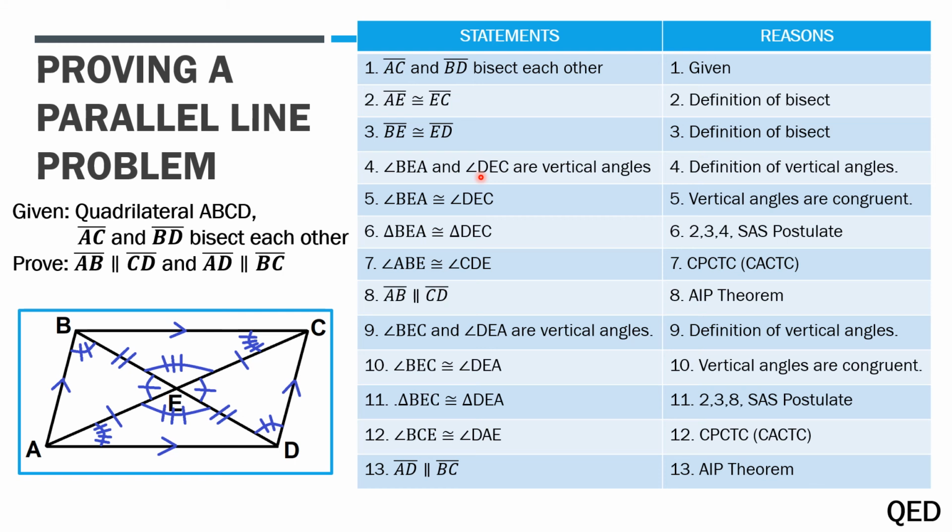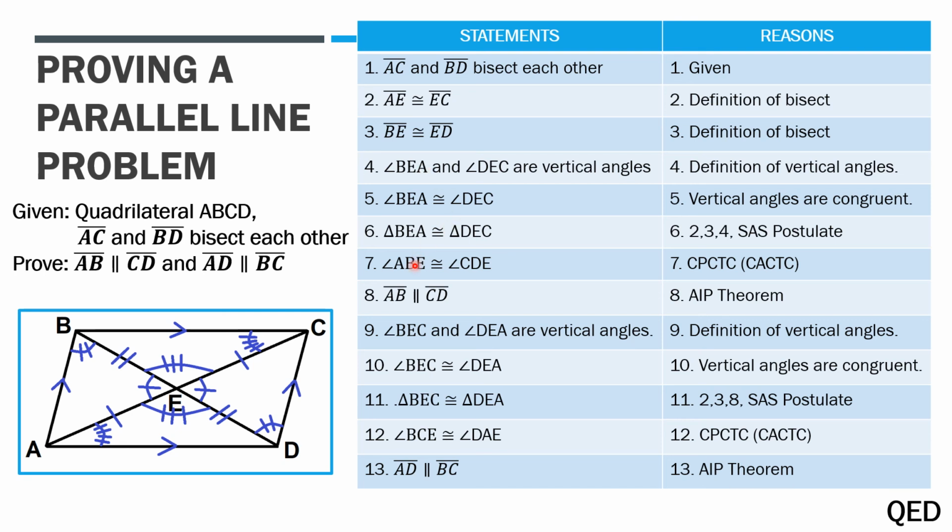Statement 4 states that angle BEA and angle DEC are vertical angles by the reason of the definition of vertical angles. Statement 5 is the consequence of statement 4. It states that angle BEA is congruent to angle DEC by the reason that vertical angles are congruent. Statement 6 states that triangle BEA is congruent to triangle DEC by the reason of SAS postulate using statements 2, 3, and 5.